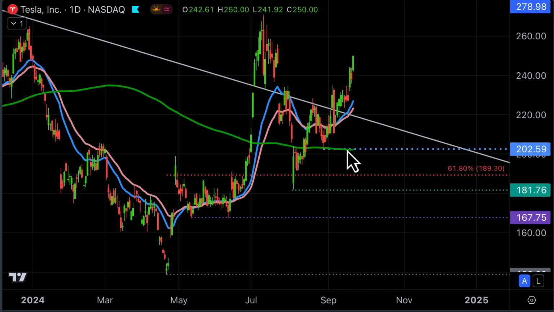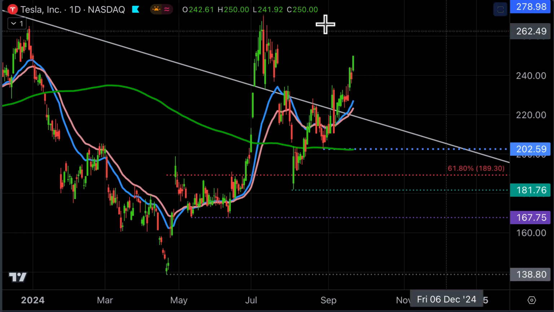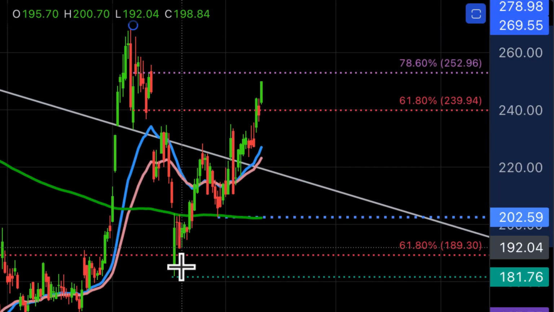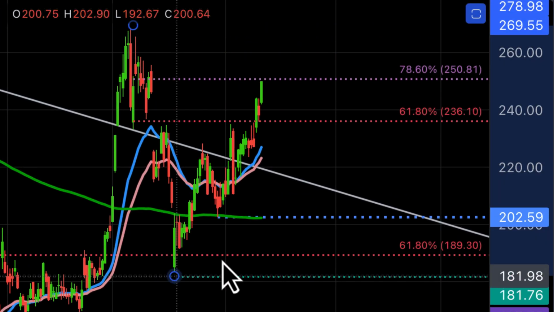But for now, as long as Tesla can stay above and protect that support, that low that was made at about 181, 182, I'm going to remain cautiously bullish on Tesla. I'm actually expecting higher levels. Now, there could be a pullback in the short term. Currently we're retracing back to the 78.6% Fibonacci retracement, as we can see.